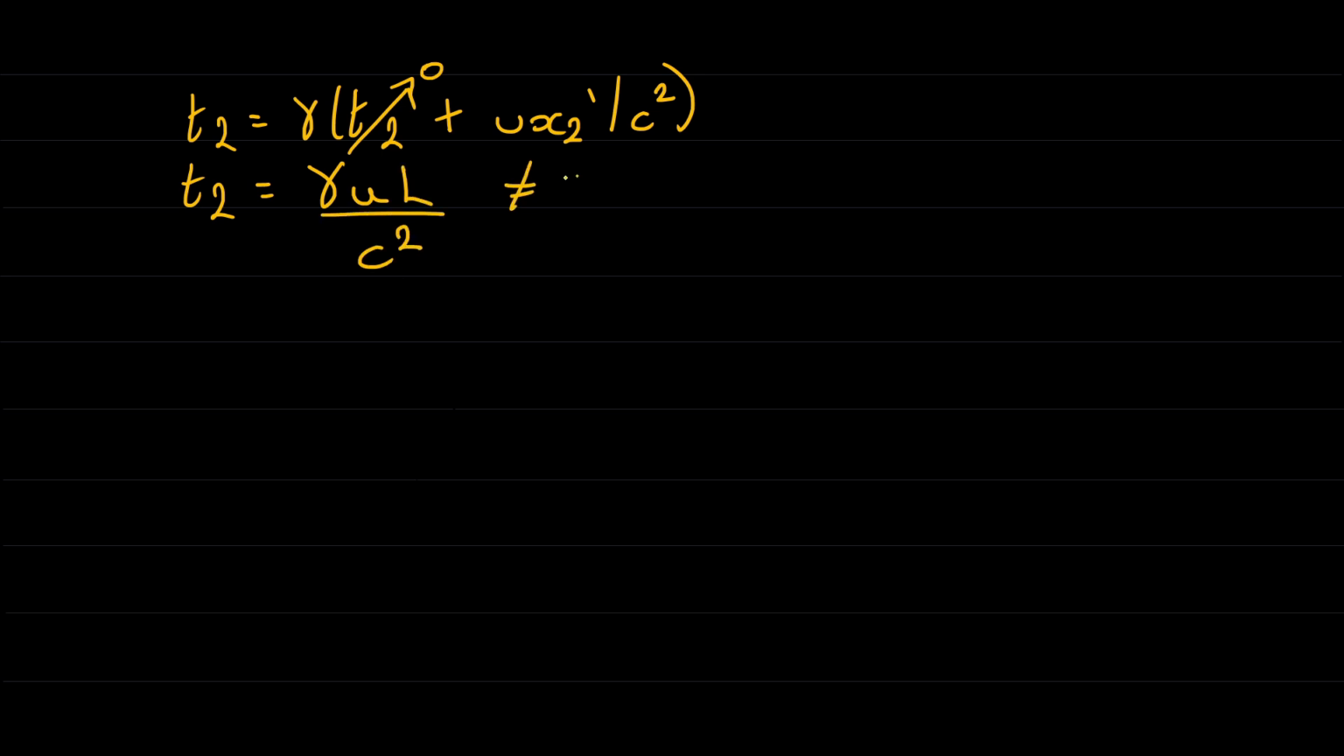And this is not equal to 0. So gamma is obviously not equal to 0, u, the speed, is not equal to 0, and the length of the rod is not equal to 0, so this is not equal to 0. Or to put it another way, it's not equal to t2 prime. And it's also not equal to t1, which is 0. So the observer in frame S says that the two ends of the rod were measured at different times. The observer in S prime says they were measured at the same time. And that's why they disagree on the length of the rod.